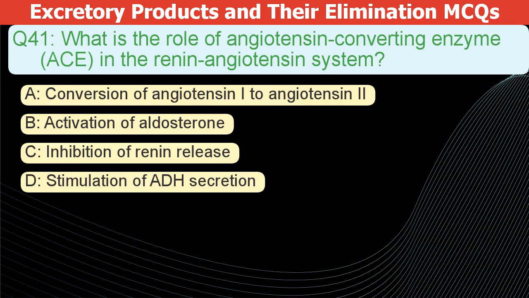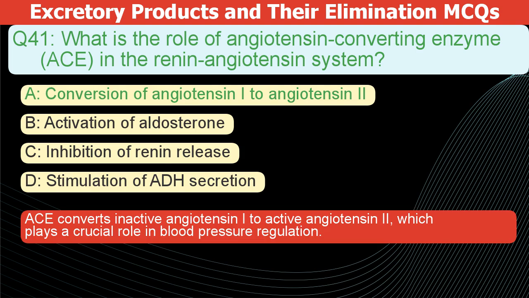What is the role of angiotensin converting enzyme, or ACE, in the renin-angiotensin system? A. Conversion of angiotensin 1 to angiotensin 2. B. Activation of aldosterone. C. Inhibition of renin release. D. Stimulation of ADH secretion. The correct answer is A. ACE converts inactive angiotensin 1 to active angiotensin 2, which plays a crucial role in blood pressure regulation.